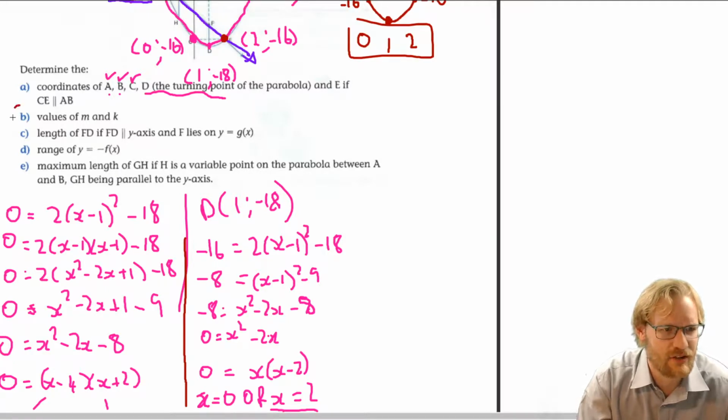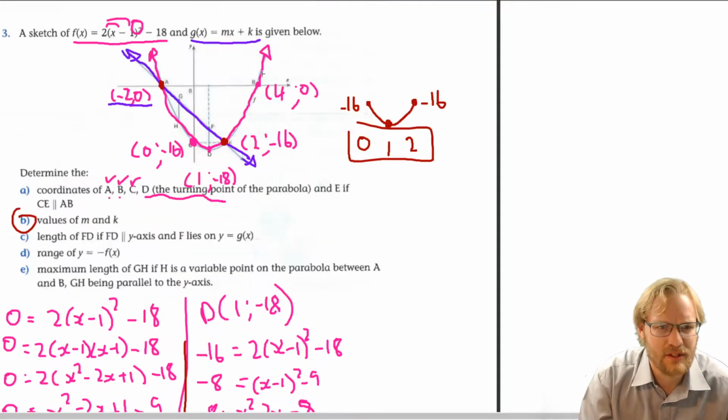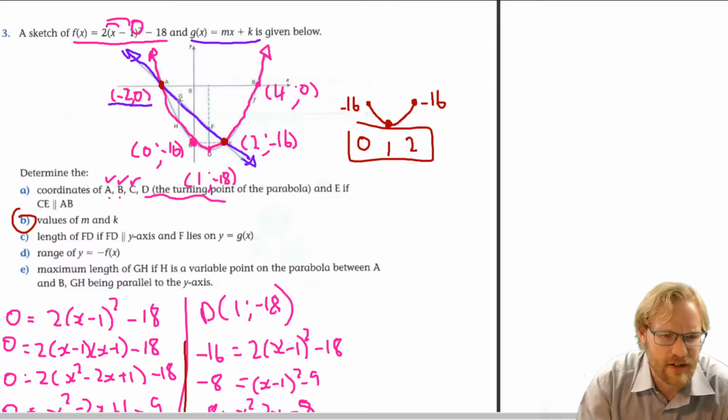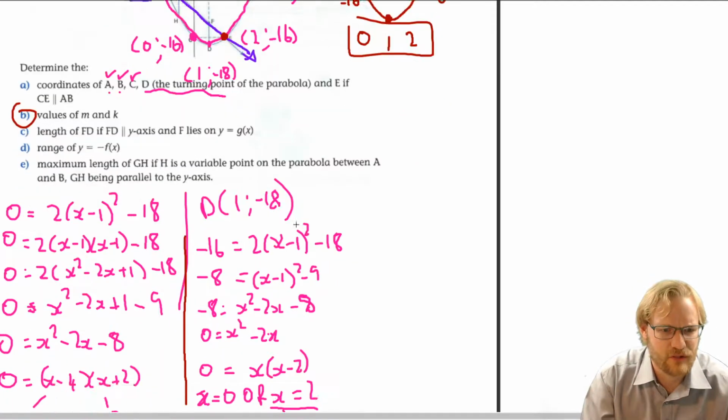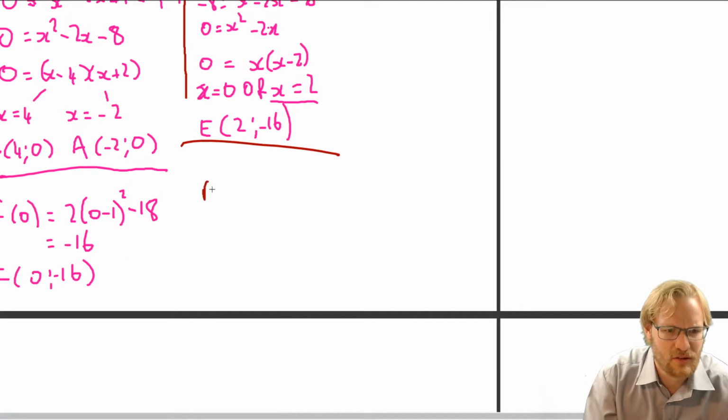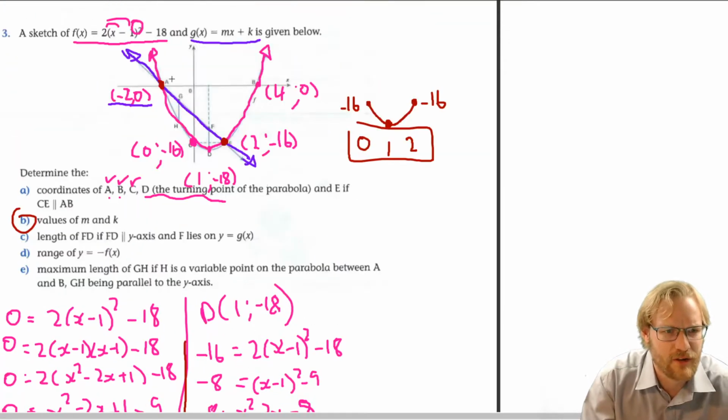Okay, find the values of m and k. In other words, determine the equation of the straight line. How do you find an equation of a straight line that goes through 2 points? We're not given the y. Well, we've just got gradient equals what? Rise over run. How far? So we're going to go from this point minus 2, 0 to this point 2, minus 16.